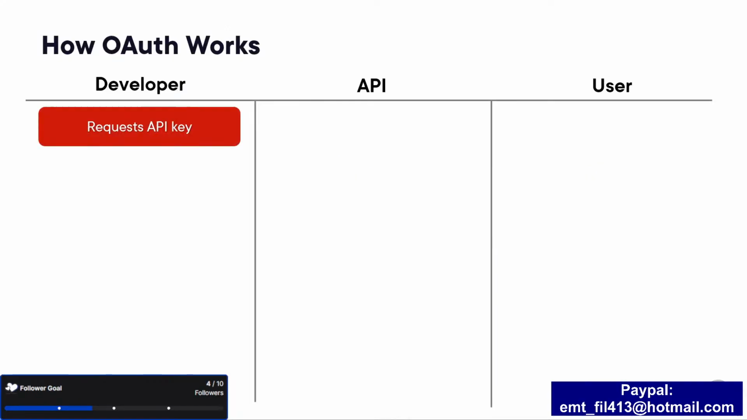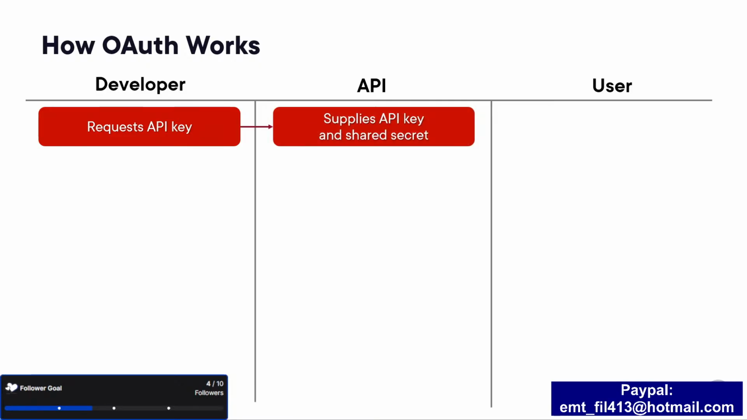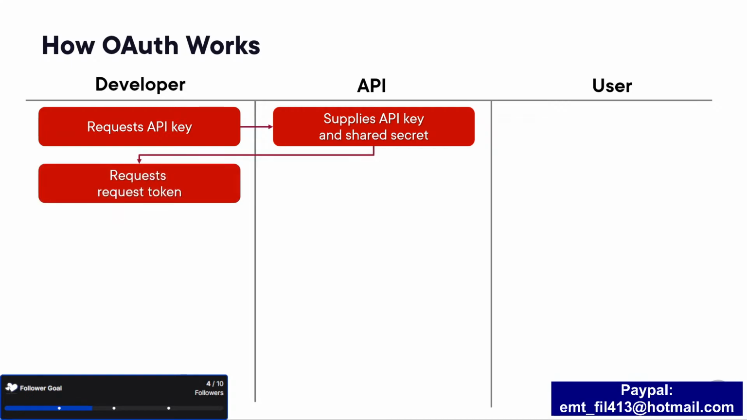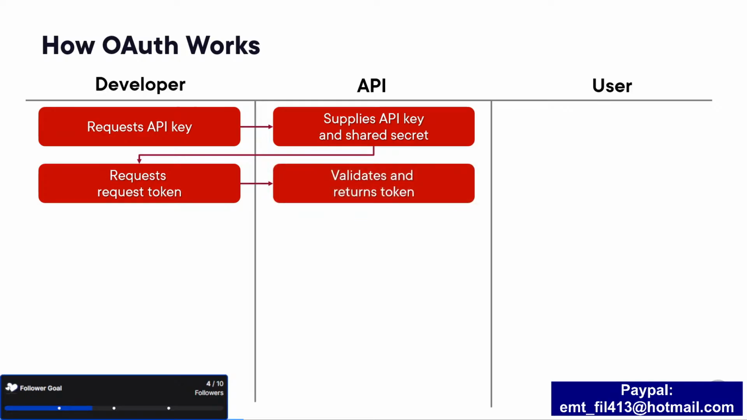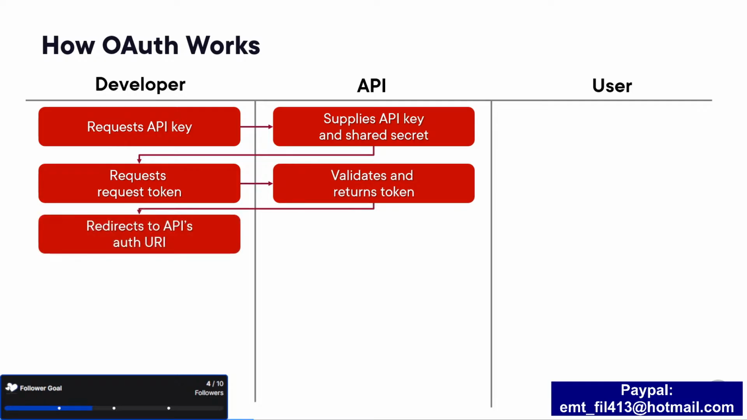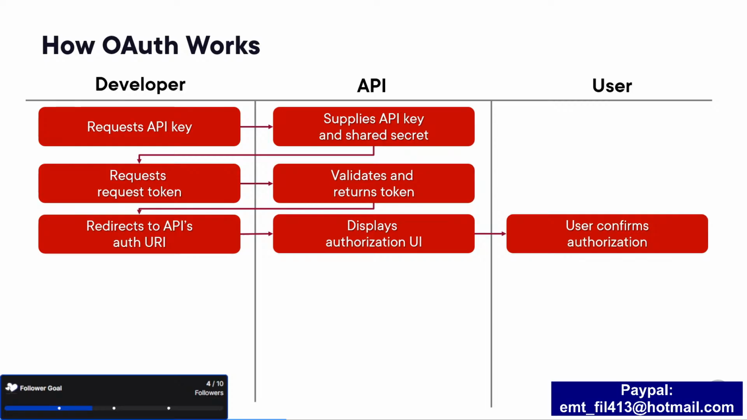So the developer themselves requests an API key from whatever this third party is. And that API key, along with the shared secret, is used by the API. It requests a token, and that information about the developer is then validated and then returns a token, which is going to redirect the API to some authentication URI that will display the authorization UI, and then the user can confirm the authorization. So there's two pieces here. One is logging in with the third party, then it's often, almost always, going to confirm that you want the developer to have those rights.